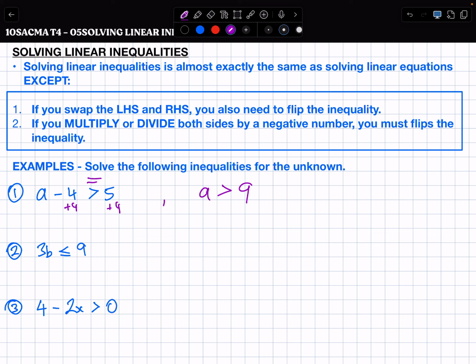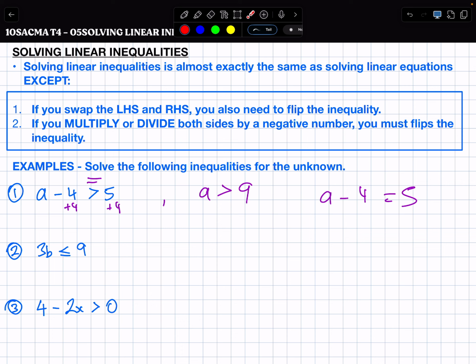Let's take a step back. I've shown you how to deal with equations if it's got an equal sign. How do I get rid of the take 4? Add 4. The only difference when it's one of these signs is if I flip the sides, then I have to flip the direction. Or if I times or divide both sides by a negative number, then I have to flip it. Why didn't I flip it here? Did I times or divide by a negative number on both sides? Leave it alone.